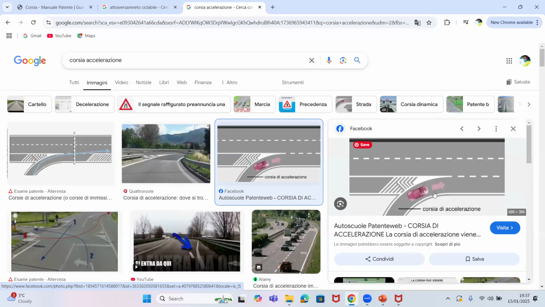Now, there are some things you cannot do here, and there are some things you can do here. Now, I want to introduce something quickly. There's a word called fermata. There's a word called sosta. I want to break them down for you because we will soon discuss them also when we get to the acceleration lane.